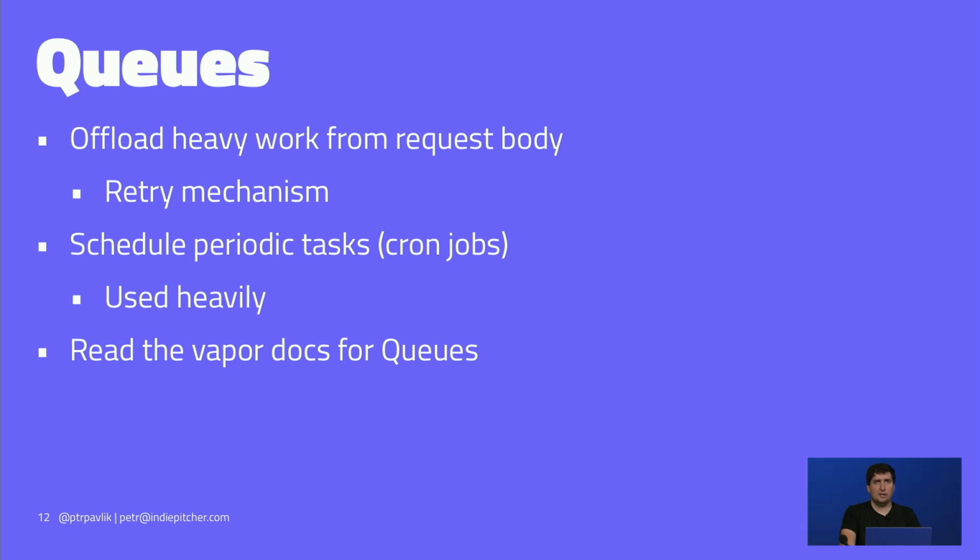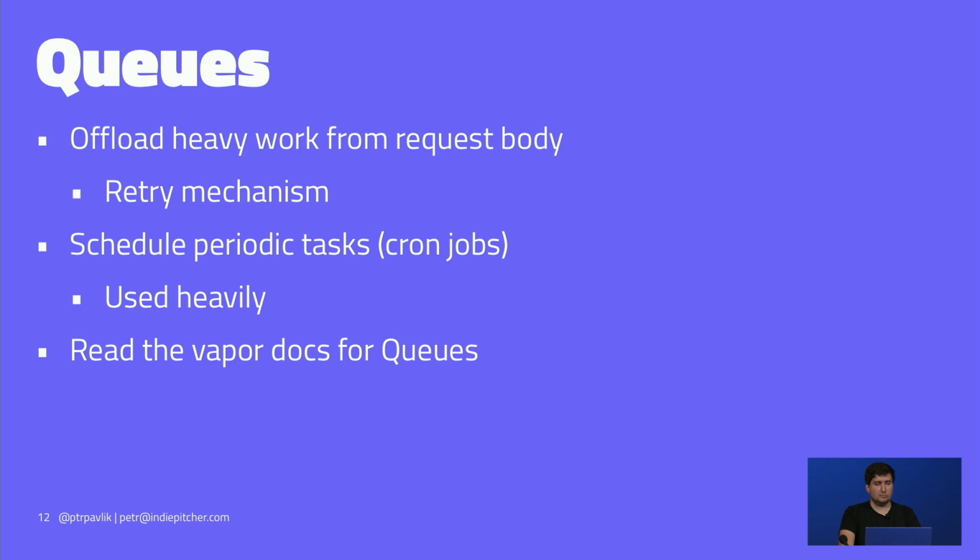One example would be if you want your backend to support webhooks. I mean, calling webhooks, calling endpoints that consume webhooks. It's a good practice that webhooks should support retry when it fails, so you can actually easily do this using queues. And it's also used to schedule periodic tasks, also known as cron jobs. I use that quite heavily.